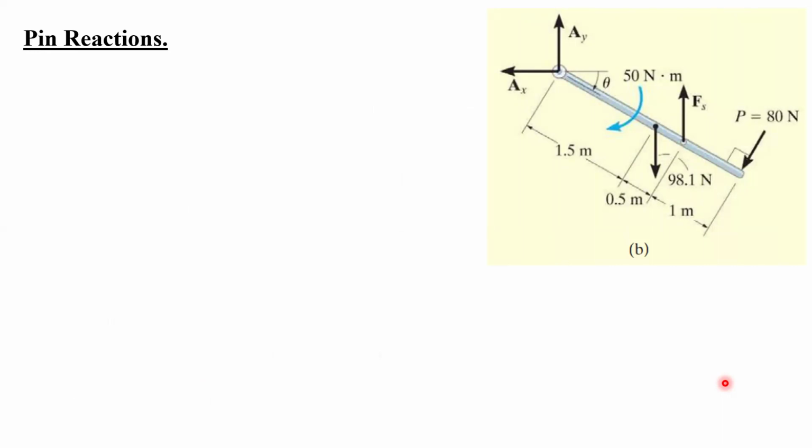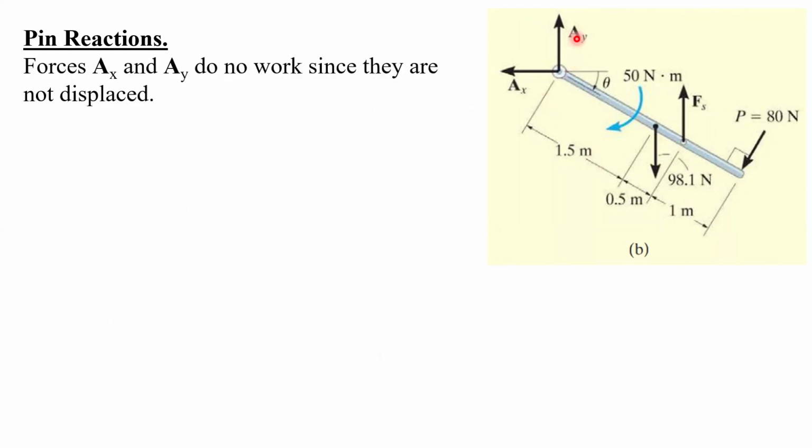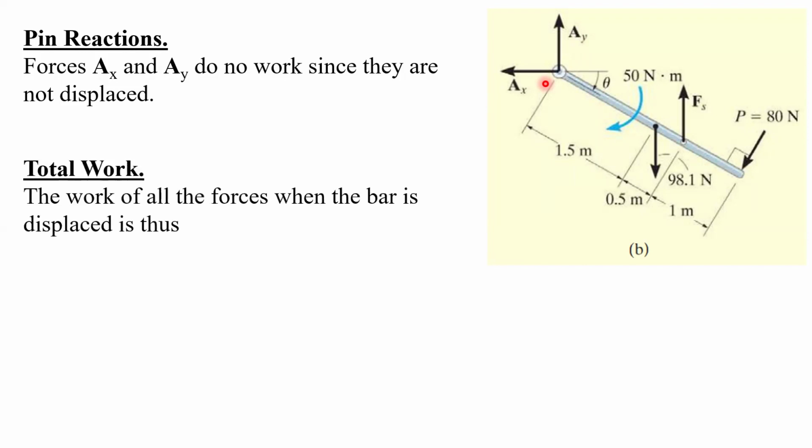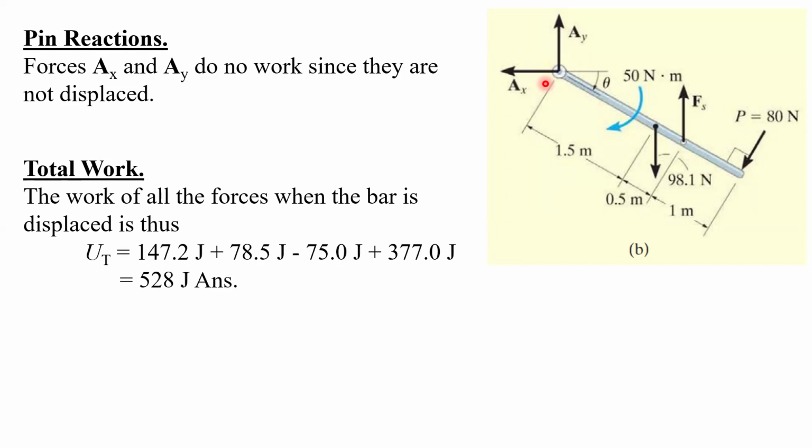Pin reactions. The reactions at the pin are AX and AY. But at this pin there is no displacement, and our work is force times displacement. When displacement is 0, then the work done is 0. So forces AX and AY do no work since they are not displaced. So the total work done by all the forces when the bar is displaced, all of this together, is 528 joules.